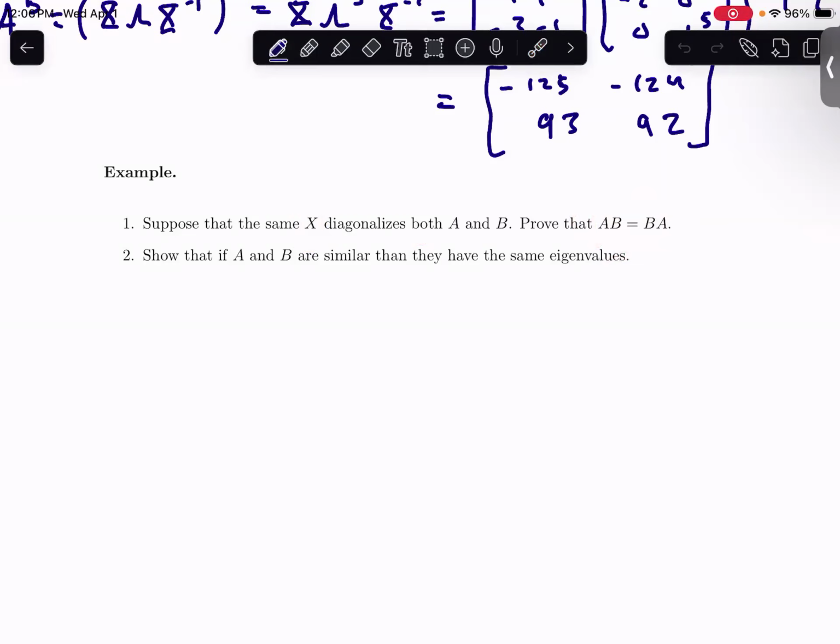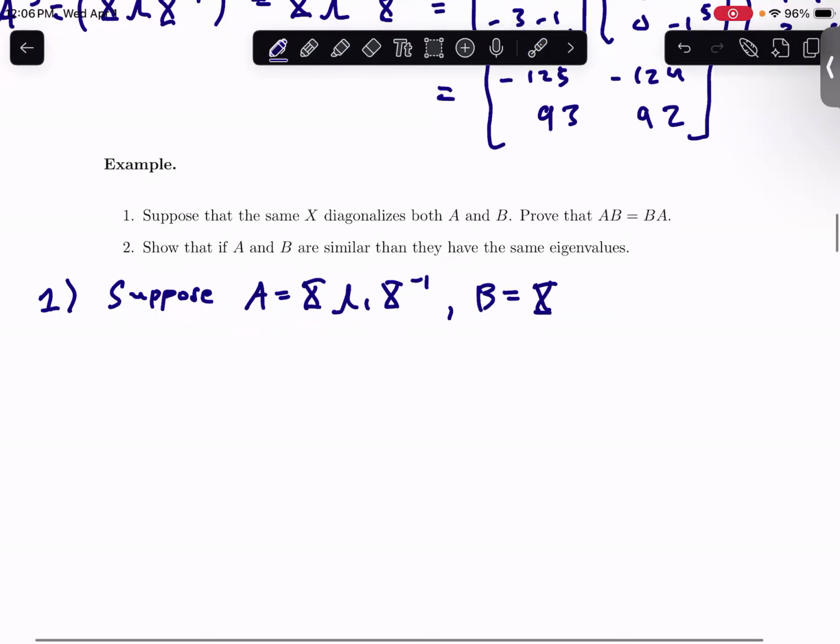And so how we're going to begin this is we're just going to suppose that we have that A is equal to X times some lambda 1, and then you have X inverse. And then we have B. So we're saying that A and B are diagonalized by X. So we're going to keep X the exact same. So this is going to be X. The only thing that's going to be different is the lambda 2, or like the diagonal matrix, which I'm going to denote as lambda 2.